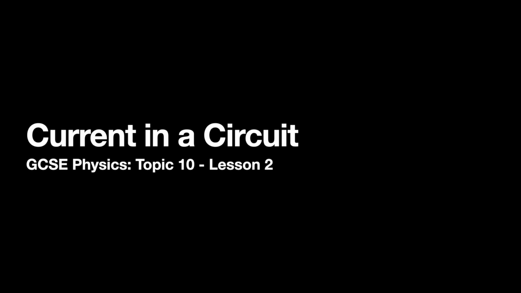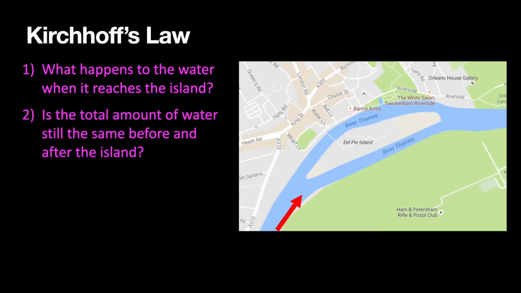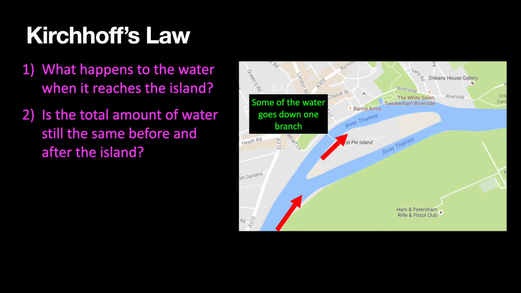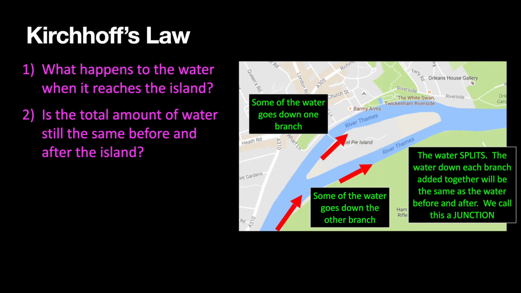In this lesson, we're going to learn about how current behaves in a circuit, and we're going to learn about Kirchhoff's law as well. Kirchhoff's law can be represented by our water analogy again. So as the water reaches this point in the river, what do you think happens to it? Some of the water goes down one branch, and some of the water goes down the other branch. The water splits down each branch, and at the end, it's added together.